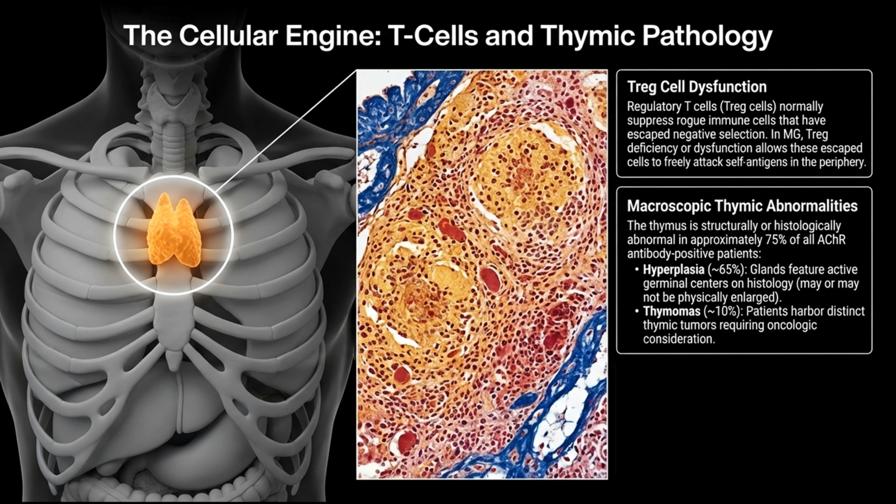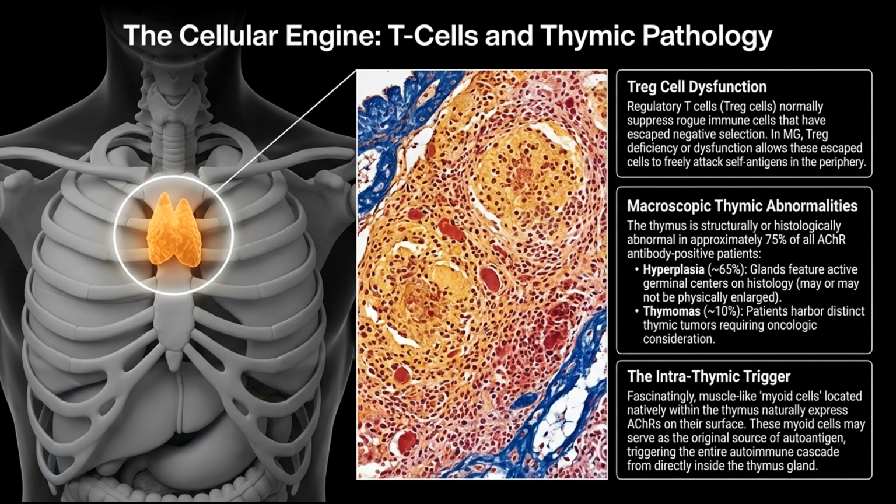Muscle-like cells within the thymus, called myoid cells, express AChRs on their surface. These myoid cells may serve as a source of autoantigen and may trigger the autoimmune reaction right within the thymus gland.